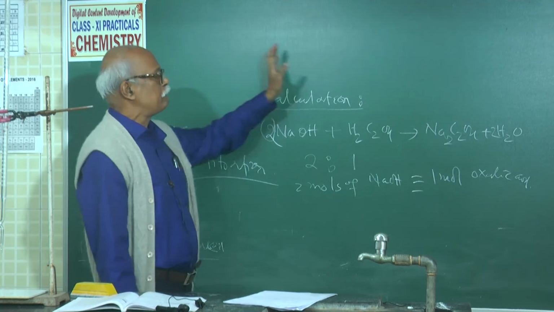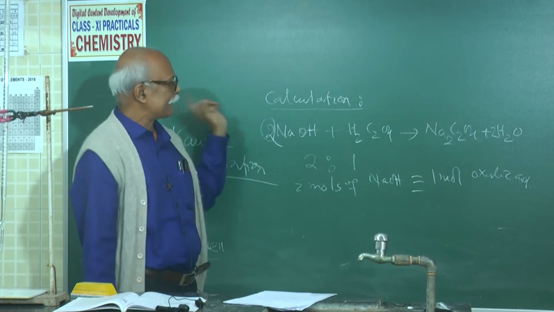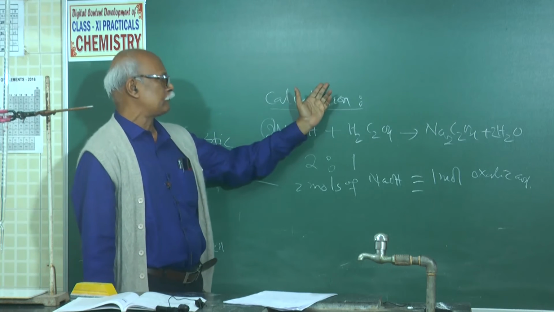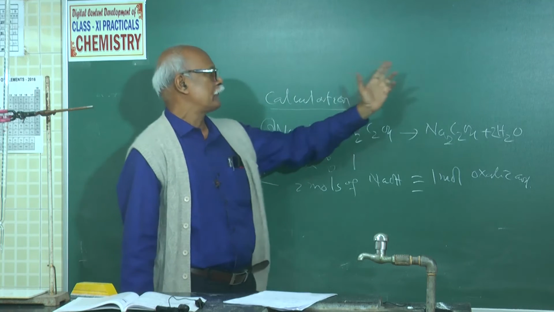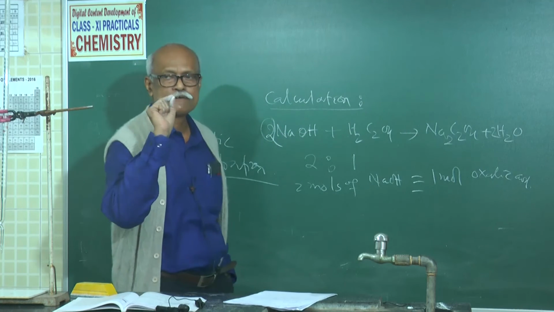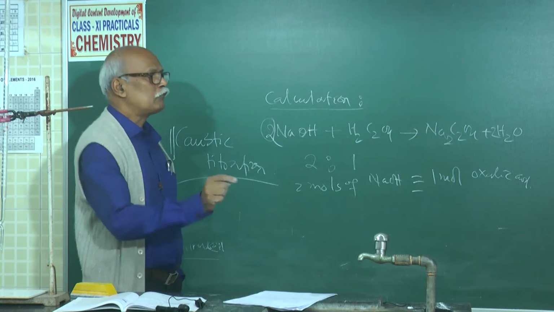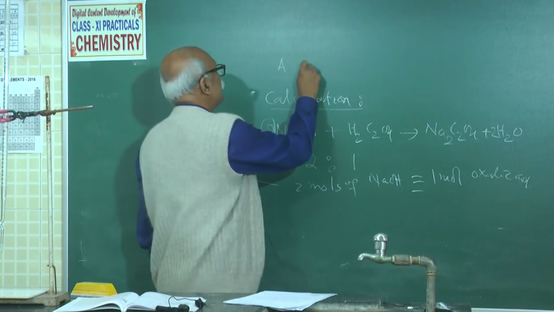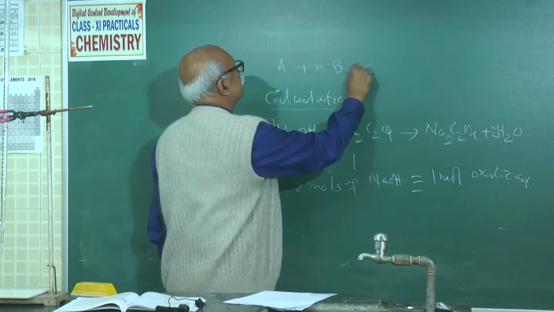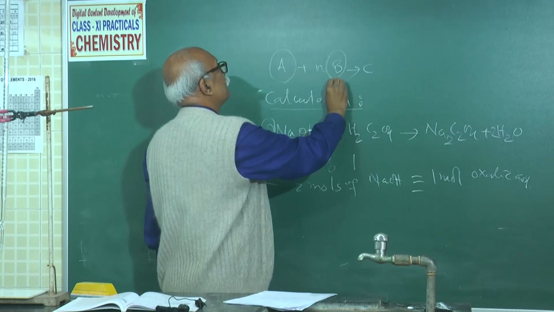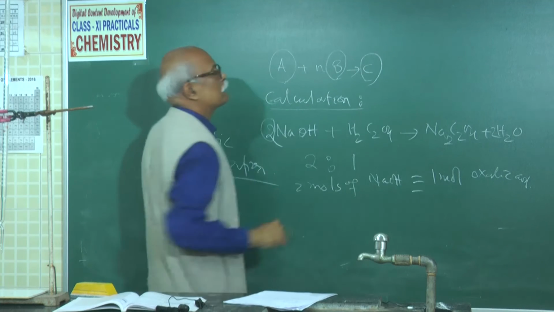Suppose A plus 5B gives 10C. In that case, 1 gram equivalent of A will react with 1 gram equivalent of B to give 1 gram equivalent of C. This is a very interesting observation in chemistry. All will come in gram equivalents. Suppose A plus nB is equal to C. That is, 1 gram equivalent of A reacts with 1 gram equivalent of B to give 1 gram equivalent of C.